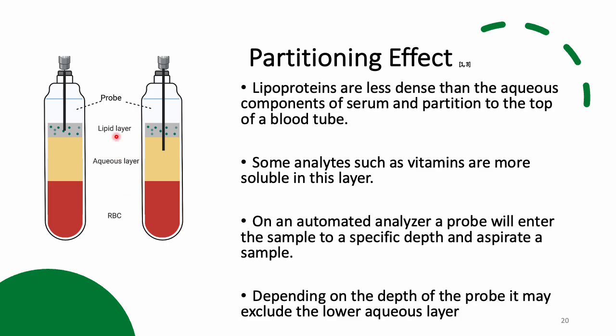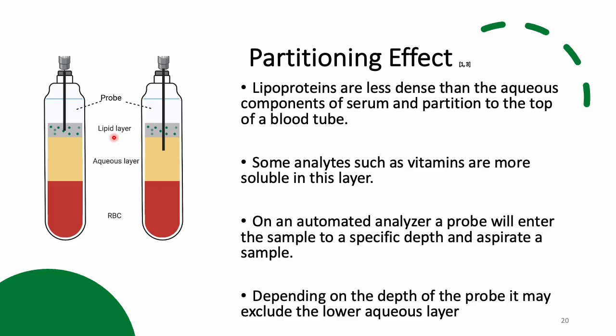Normally, human serum is approximately 8% lipids, and these lipids do not rise to the top of the tube. However, lipids such as chylomicrons tend to form a layer at the top of the sample. The chylomicrons will carry fat-soluble analytes to the top of the tube. The problem occurs when sampling the specimen.